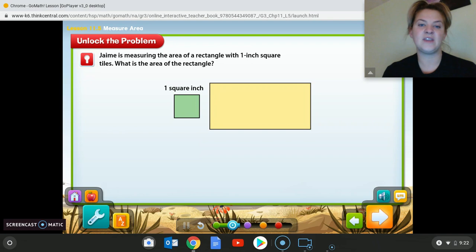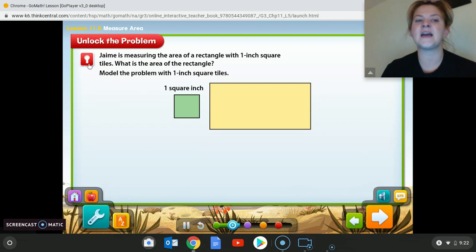Those are the types of things that we use, but no matter what, we're finding the area by using squares. Okay, so for me, I think, how many squares could I put in this rectangle if it was like a room in my house and these are the tiles that I'm using? So the question is that Jaime is measuring the area of a rectangle with 1-inch square tiles. What is the area of the rectangle?